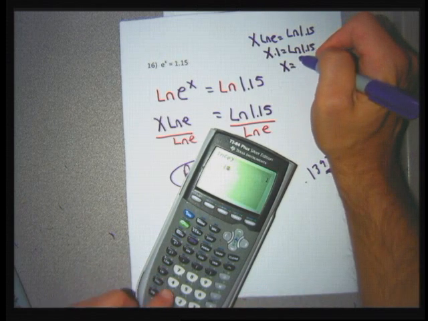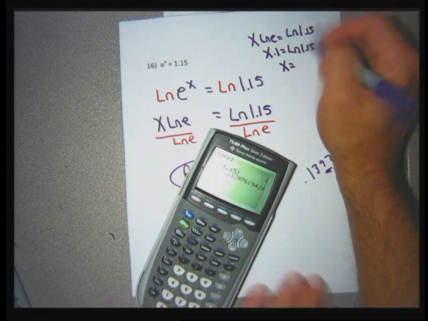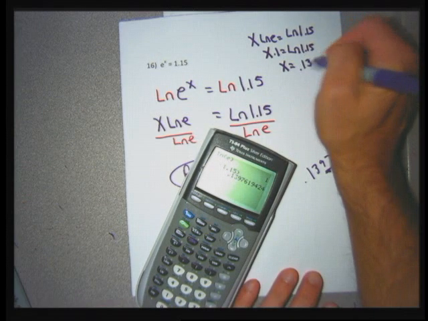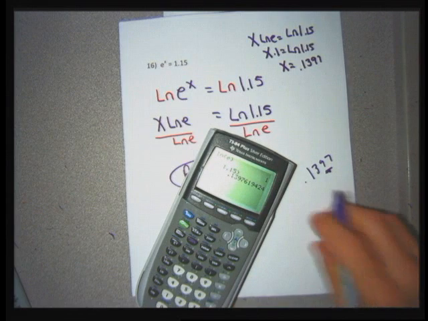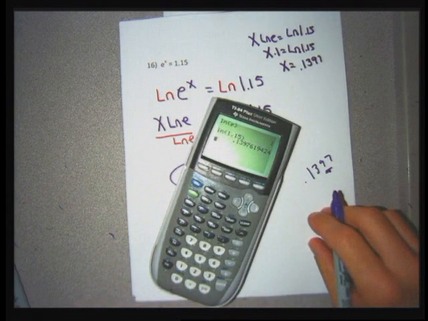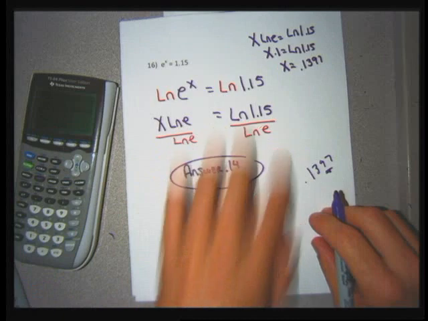If on my calculator I just did the ln of 1.15, without the divide part, I still get this same 0.1397619. You'd get the same answer because the ln of e is equal to 1. I didn't really need to divide. I could have just said this is x times 1, which is x, and still got the same answer.